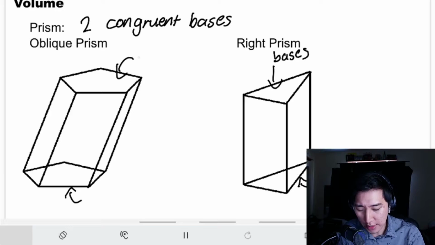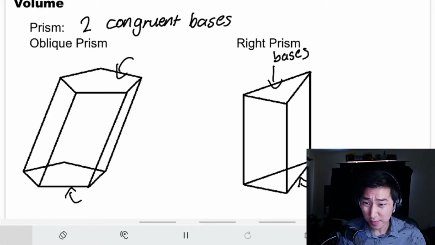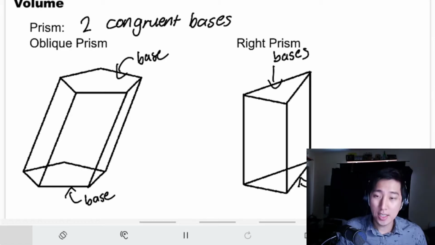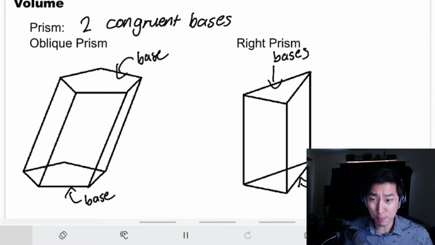So that's the first big definition you need to know, prisms. Second big definition you need to know are your bases. That's the main parts of your prisms. So again, we have base here, base here, base here, and base here. Those are your major things.